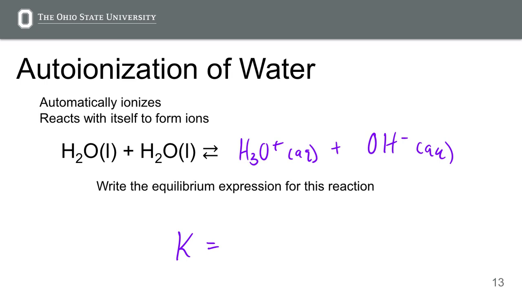So recall that we don't include solids and liquids in our equilibrium constant expressions. So you should end up with a K of H3O+ times OH-. And this is a special equilibrium constant expression that we write for water, and we typically call it the Kw value. Is everyone okay on that? Okay.